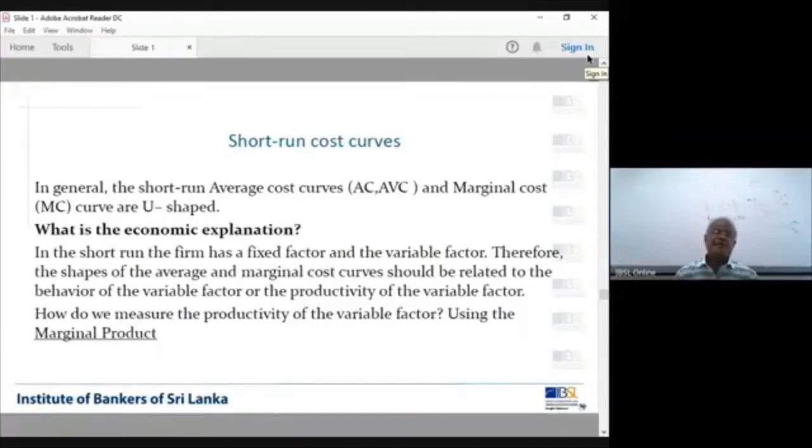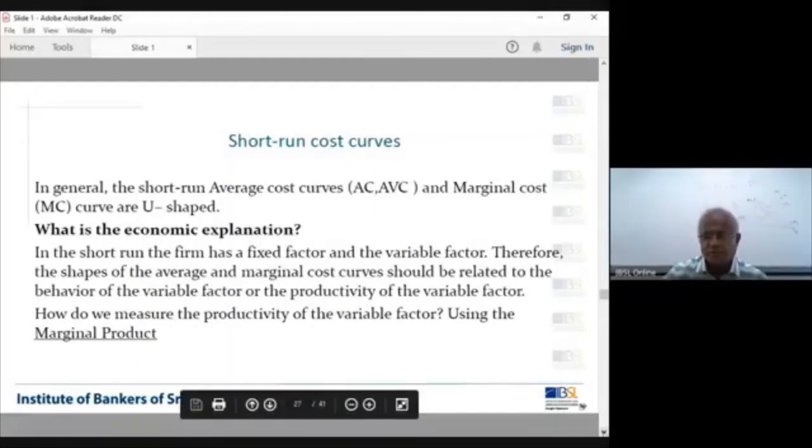You have to explain why they are U-shaped. Why is the MC curve U-shaped? Why is short run AC U-shaped, AVC U-shaped? That will be the subject matter next week. What is the time now? Yes, 12:28. I will stop now. Next week, we will discuss the reason for this. Next week, we have the classes. We'll discuss the economics of that. After that, we'll come to the long run.